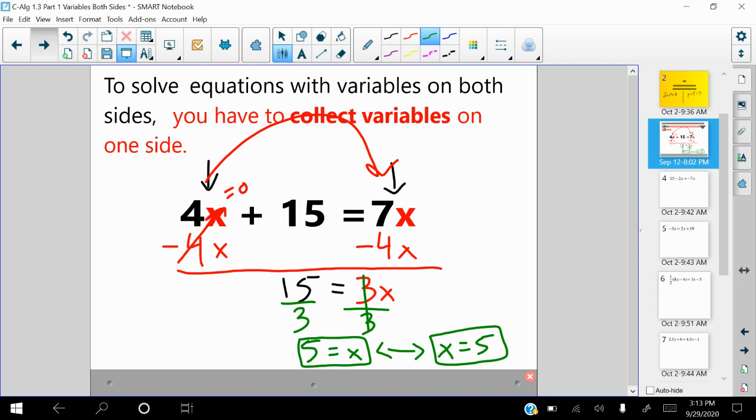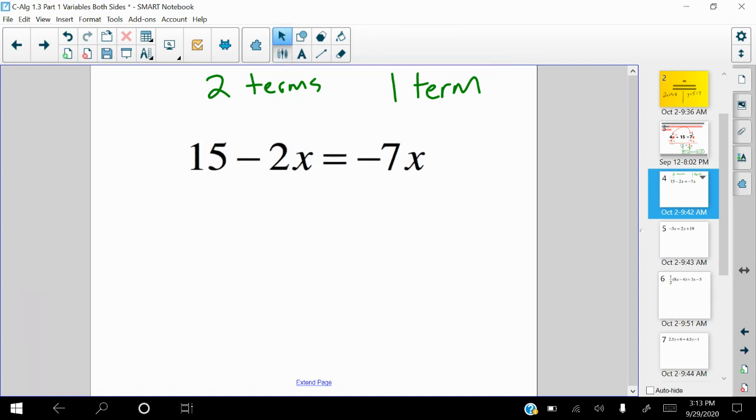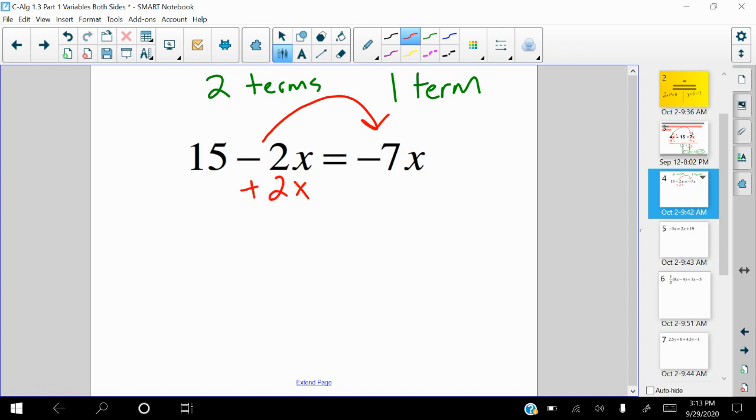Let's try out another problem. Let's say we have 15 minus 2x is equal to negative 7x. I notice that, again, I only have one term on the right-hand side, and I have 2 terms on the left-hand side. Well, this pretty much forces me to send this negative 2x over to the other side. So let's do that. Let's bring this negative 2x over to the other side. But to do that, I have to perform some inverse operations. Well, I have to add 2x to both sides.